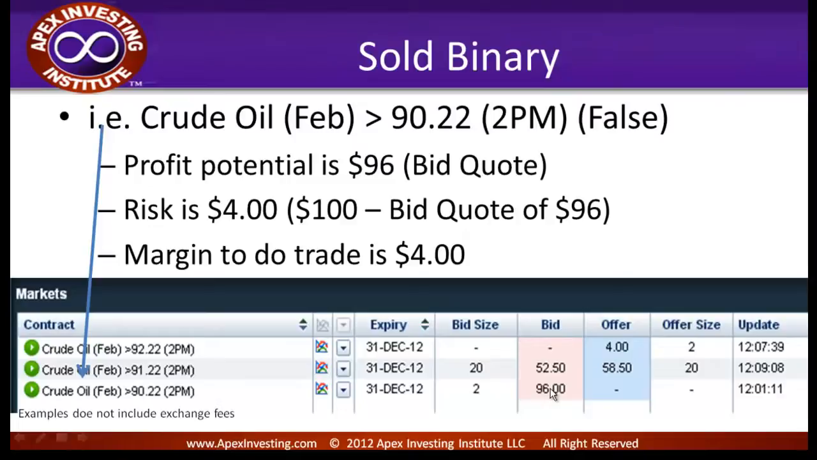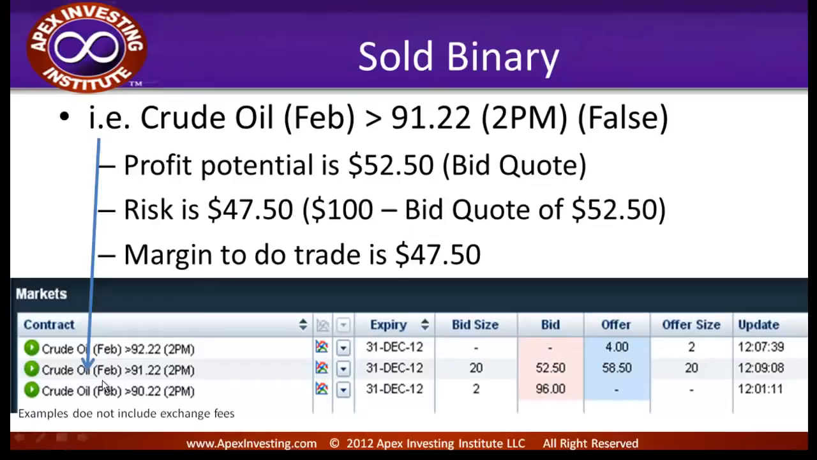So we simply look at that and go, okay, what's our risk? Our risk is $4. Remember, $100 maximum value minus the bid quote of $96. That shows us our risk of $4, and the margin to the trade is $4 with a profit potential of $96.